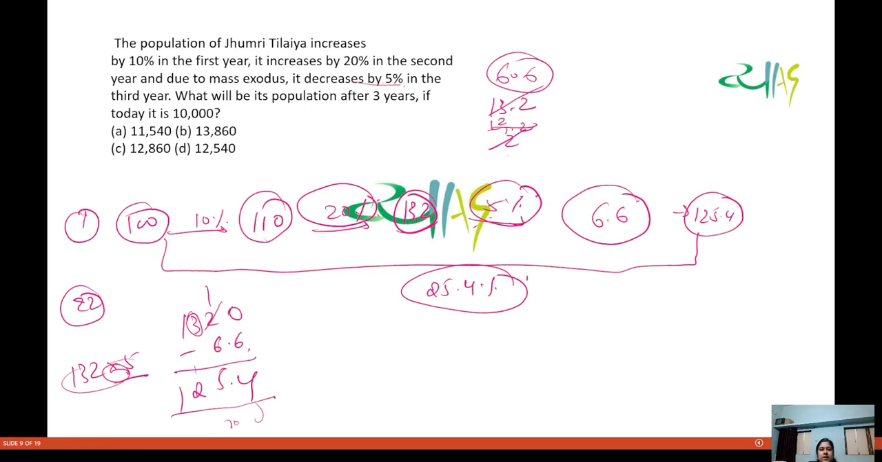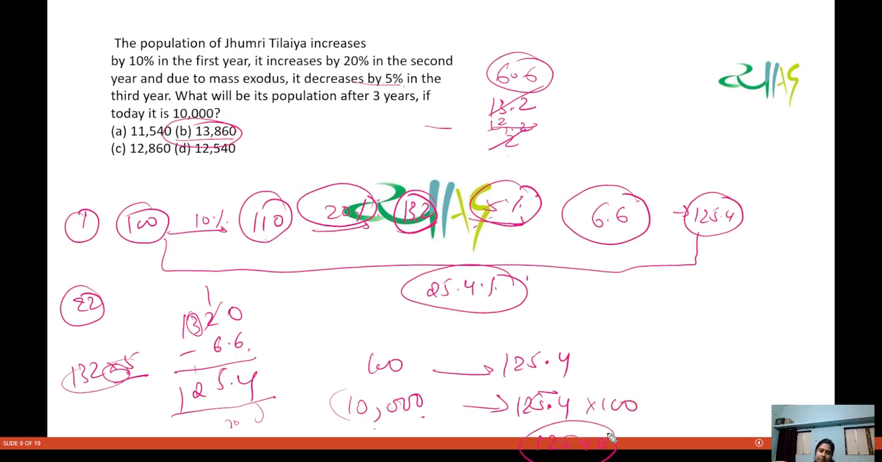Okay. Now it is saying the population today is 10,000. तो 100 population ली थी तो वो 125.4 हो गई. तो if you will take 10,000 as your population, so then your population will become how much? 125.4, and see, multiply 100 here. So this will become 12540. So I hope you understand this thing.